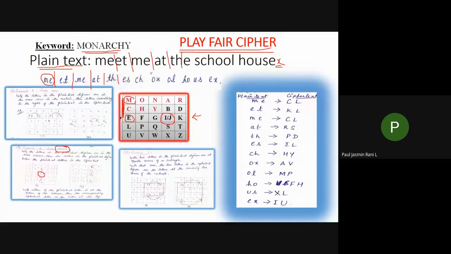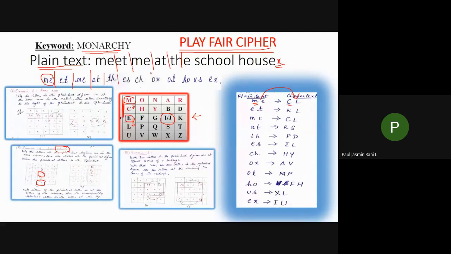So this is your C1 and this is your C2. For this M, the immediate alphabet is C, and for E, the immediate alphabet is L. Therefore, the ciphertext for M is C, and the ciphertext for E is L. Okay, this is how you have to do it.